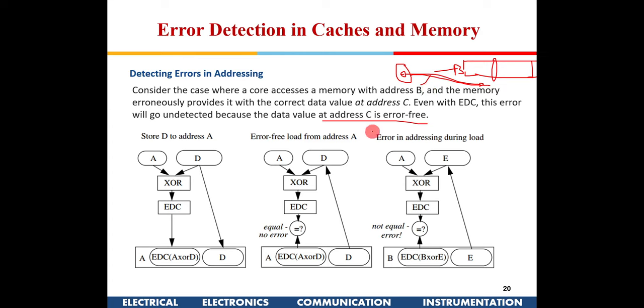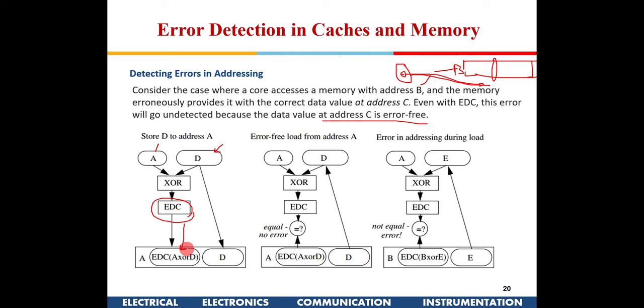So in such cases, to check whether it is going into the correct location or coming back from the correct location, what we can do is, suppose data from memory A and D is taken, you do an XOR of that, and then you code it for error detection and correction.